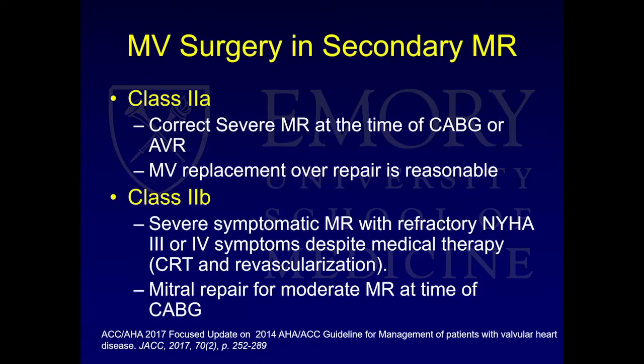So there were some updates to the recommendations of what we should do in mitral valve surgery and secondary MR. If we correct severe MR at the time of CABG or an AVR, if you're going in there and they have severe MR, it's still a 2A recommendation, even though we don't have great data that it's going to affect outcomes. But mitral valve replacement is now somewhat favored over doing a repair because of the high recurrence rates in secondary MR.